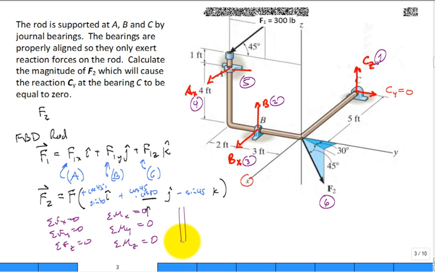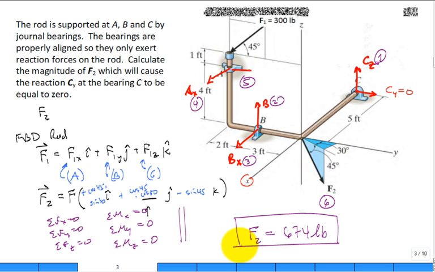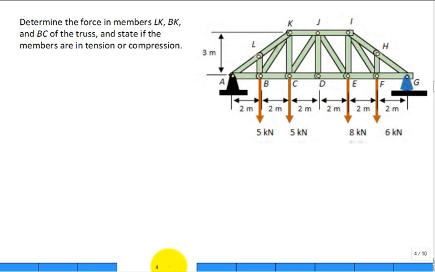Really low. Okay? But I'm glad you do some of these for homework. All right, so in the interest of time, we solve, and you can solve for the magnitude of F2 is 674, and the units are pounds. Ready to press forward? All right, let's press forward.